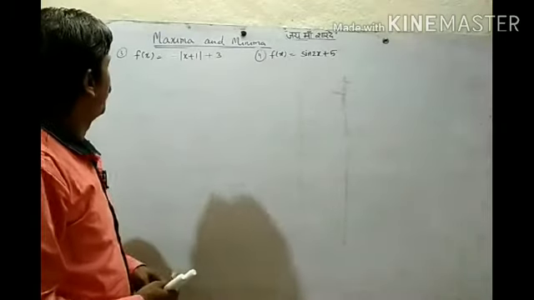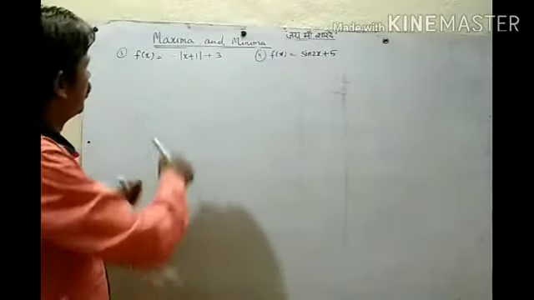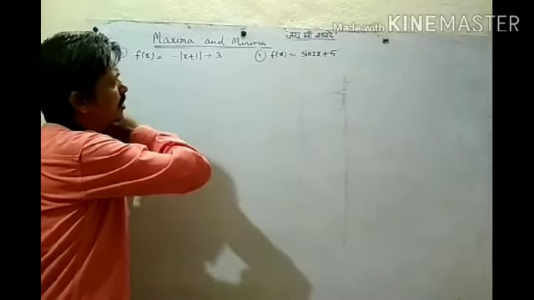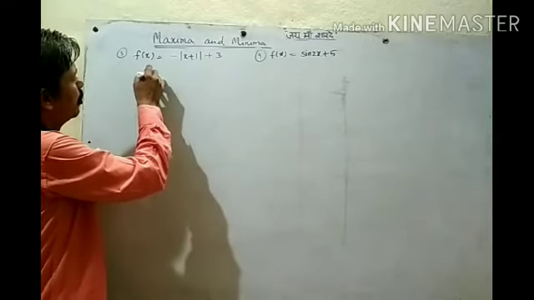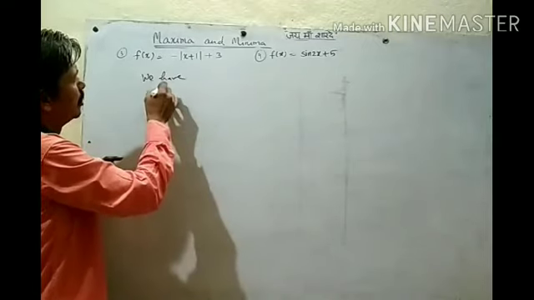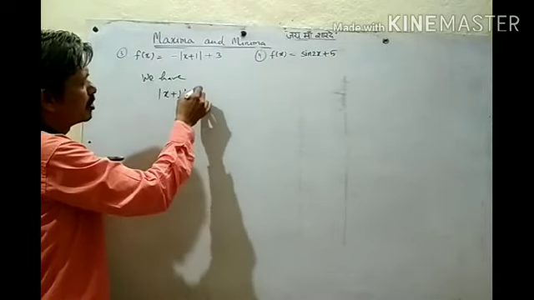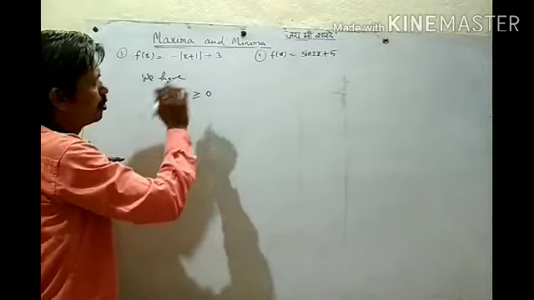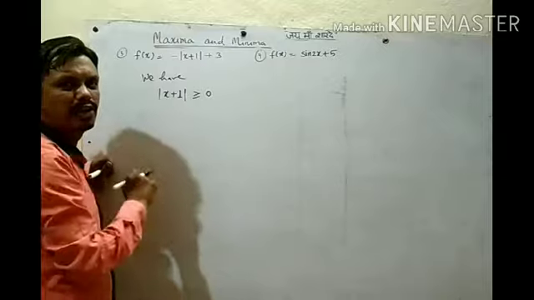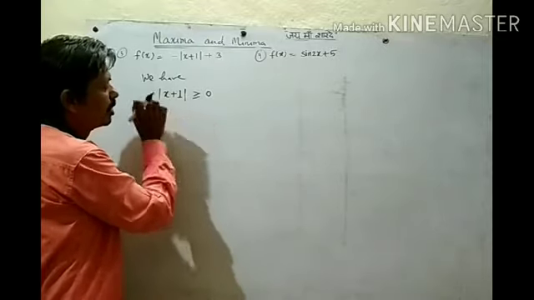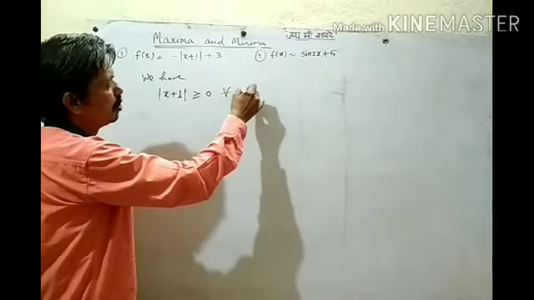Now we will find the maximum or minimum value of this function: minus of mod of x plus 1, plus 3. So here for all x, mod of x plus 1 is more than or equal to 0. It is always a positive value. Mod of any number is positive. So it is more than or equal to 0 for all x belongs to R.